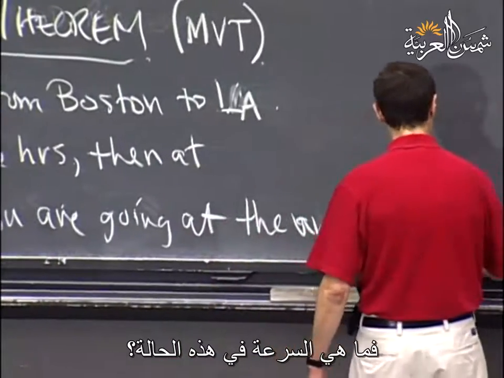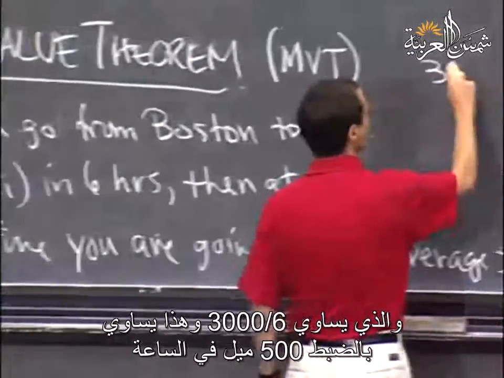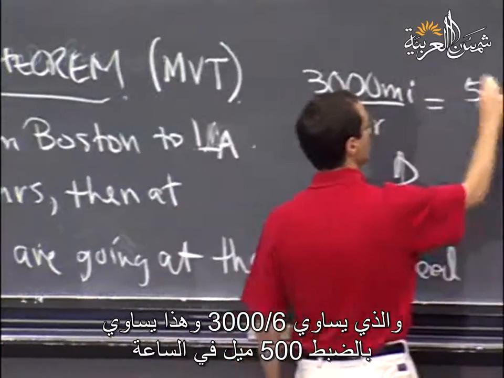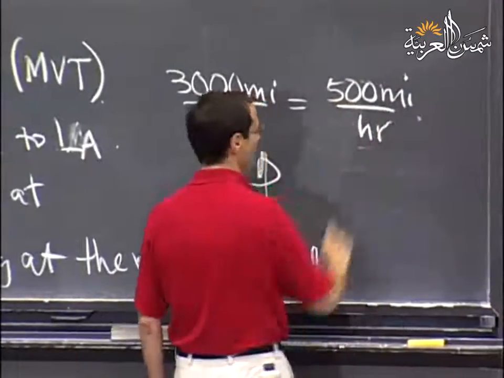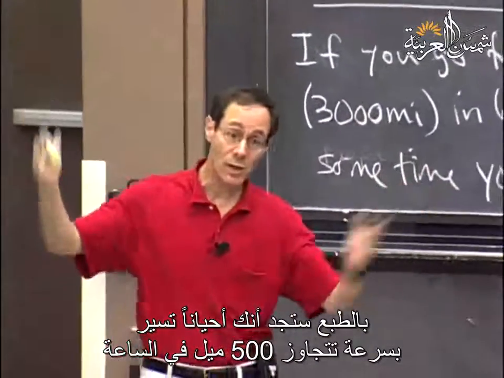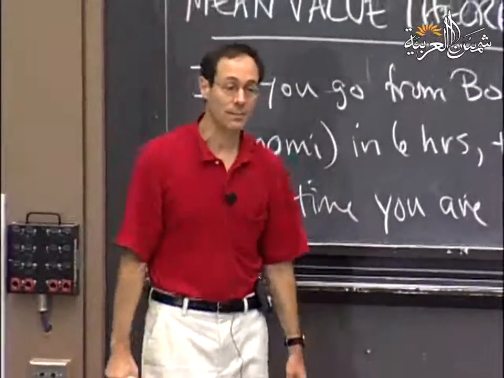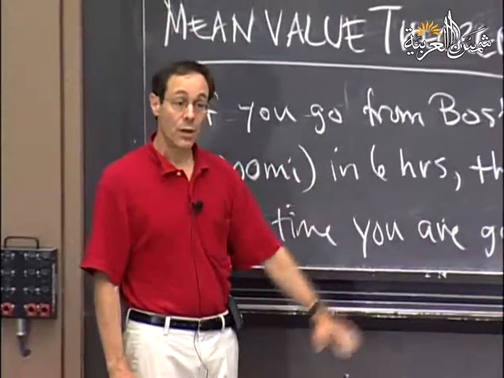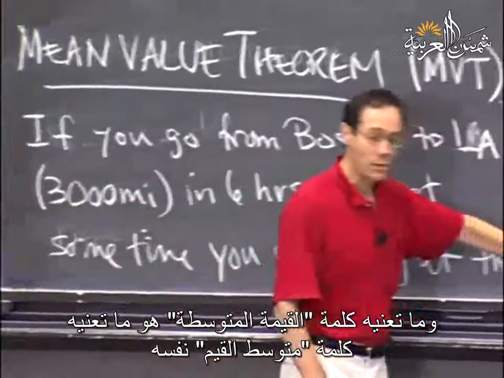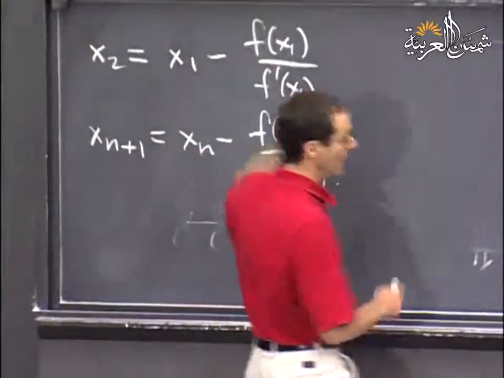So speed, which in this case is what? So we're going at the average speed. That's 3,000 miles divided by 6 hours. So that's 500 miles per hour. Exactly. So sometime on your journey, of course, some of the time you were going more than 500 miles an hour, sometimes you were going less, and sometime you must have been going 500 miles an hour exactly. That's the mean value theorem. The reason why it's called mean value theorem is that word mean is the same as the word average.